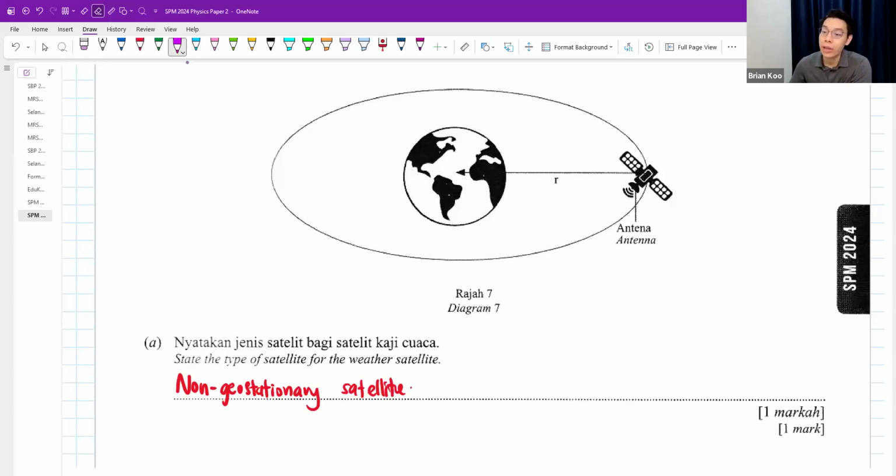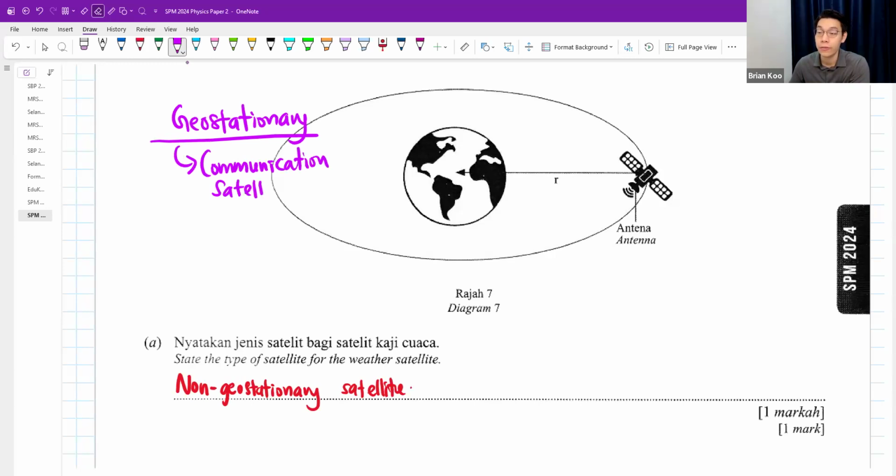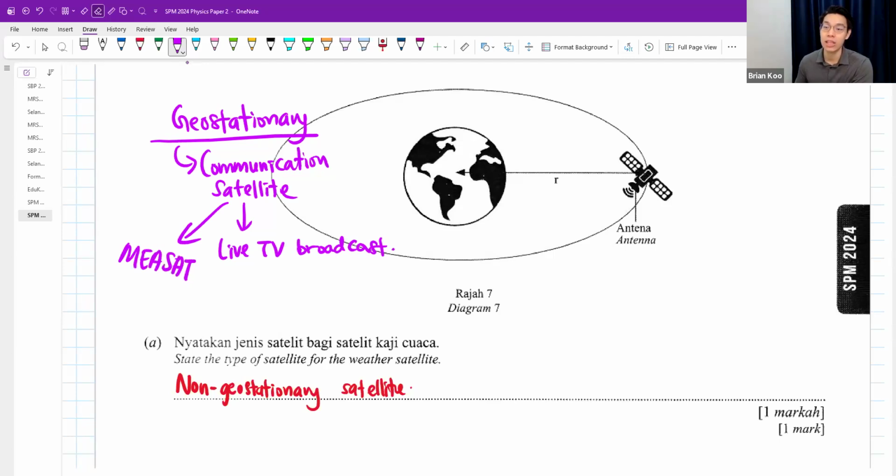Okay, those of you who are wondering, teacher, when do we say geostationary? Geostationary only has one purpose or one application, that is communication satellite. For example, when do you use it? For live TV broadcasts. That is a form of communication. An example of a communication satellite that you should know about is Measat. This is the one that Malaysia launched. So anything outside of this is all non-geostationary.